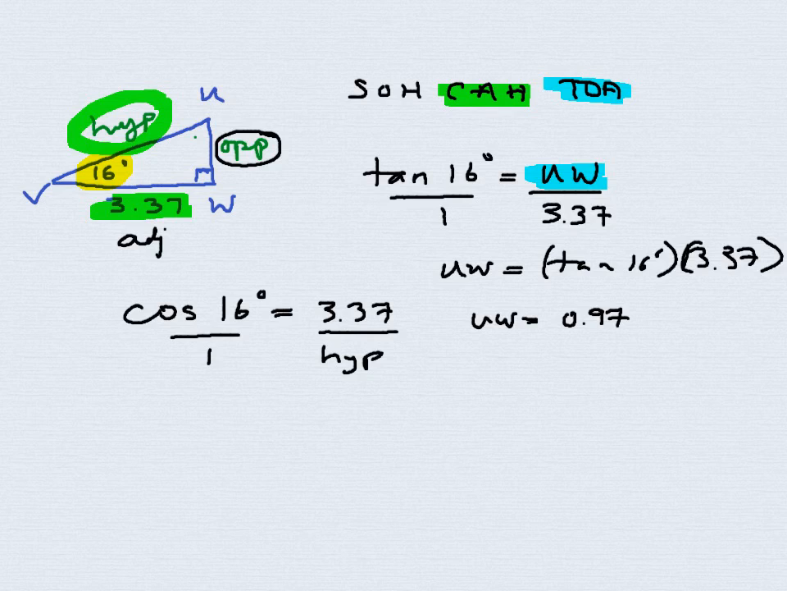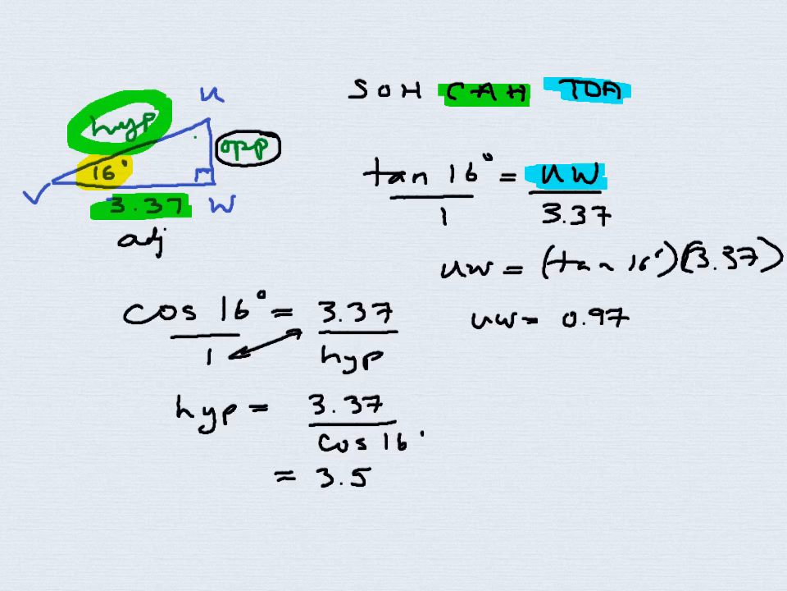Now to solve this ratio, where the unknown is on the bottom, you're going to have to multiply 3.37 times 1, which of course is 3.37, and then divide it by the cosine of 16 degrees. And the answer you get should definitely be longer than 3.37. So plug that into your calculator. You should get an answer of 3.5058 or 3.51 when you round to two places.